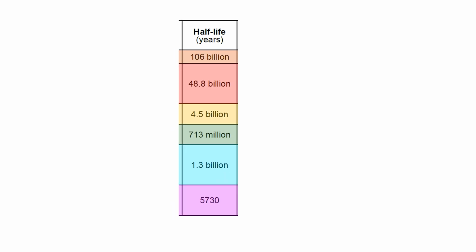Next, we have half-life. That's in years. How long is it going to take for half of the parent isotope to break into a daughter isotope? So for the first one, we see that it's going to take 106 billion years for half of it, for 50% of it, to turn into a daughter isotope, and so on.